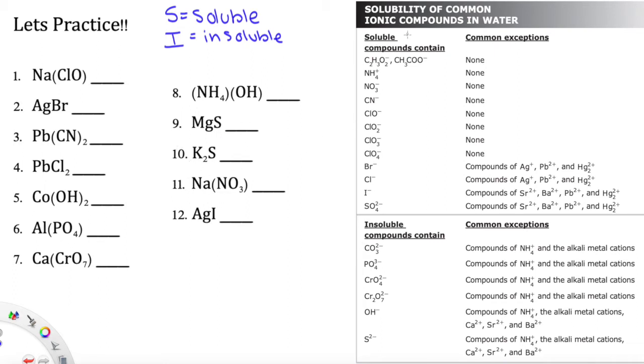And so let's go ahead and quickly review this again. Before we said that all of the ions that are listed up here at the top of the chart, we always start off assuming that any compound that contains these ions is going to be soluble unless that compound meets one of these common exceptions, okay? And then down here at the bottom, we always start off assuming the compounds containing these ions down here are insoluble unless we meet one of these common exceptions here. All right, so let's go ahead.